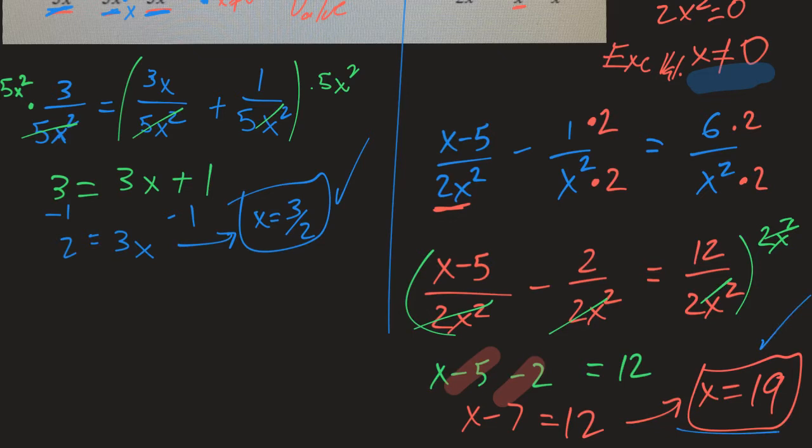Okay. So once you solve, always double check against the excluded values. And that's the very first thing we should always check. Say, hey, what are my excluded values? Then solve.